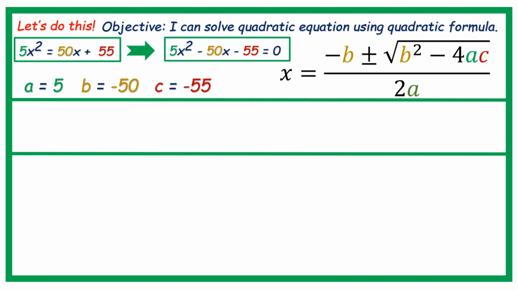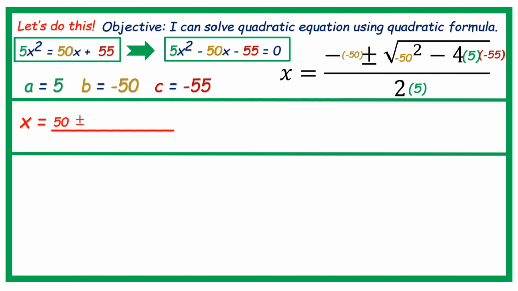Substitution! We are going to substitute the letters with numbers. Our b is negative 50. Our a is 5. And our c is negative 55. Oops, there's another a below. There you go, it's 5. Just like that, but we're not yet through. Let's continue. x equals negative times negative 50. The answer is 50 or positive 50.